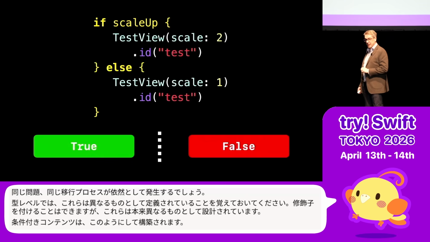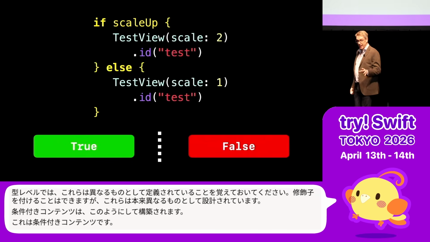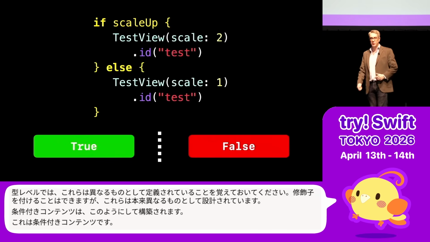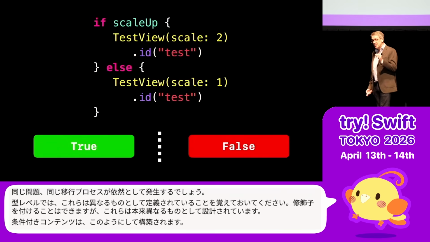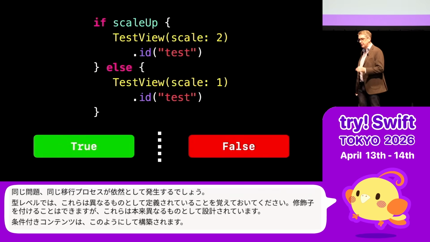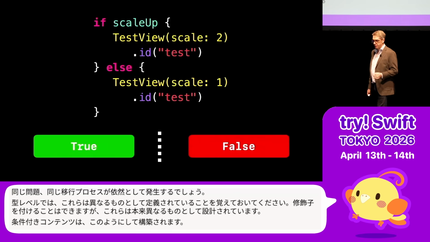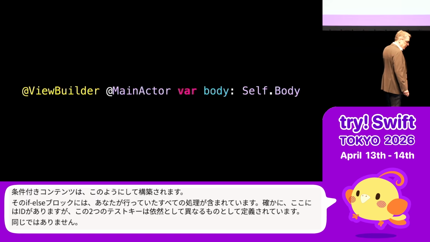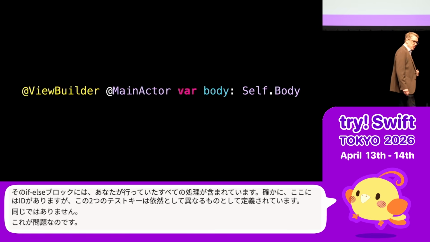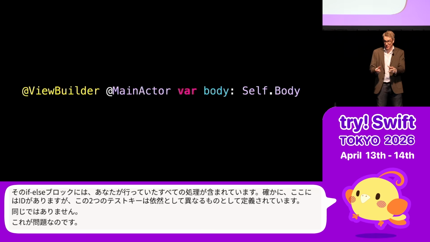This is the conditional content, that if-else block. And it contains all the work you were doing. And yes, sure, you've got ID here. But these two test views are still defined to be different, not the same. This is the problem. The view builder. That's the one adding the conditional content for us.